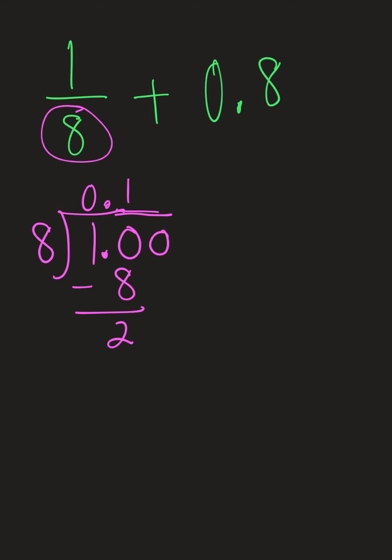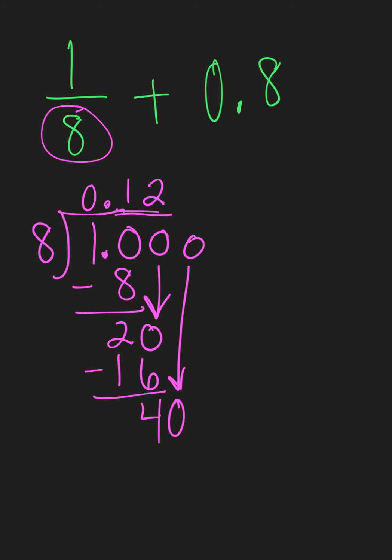And I still have a remainder, so I'm going to keep going for a minute here. 8 goes into 20 exactly 2 times. And 8 times 2 is 16. And I finally get a number that will simplify out. And 8 times 5 gives us 40. So my simplified decimal form is 125 thousandths.